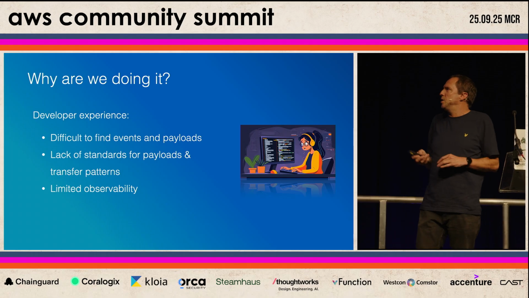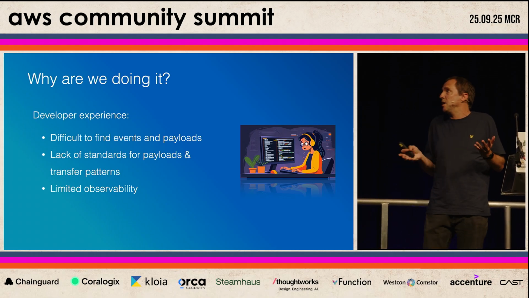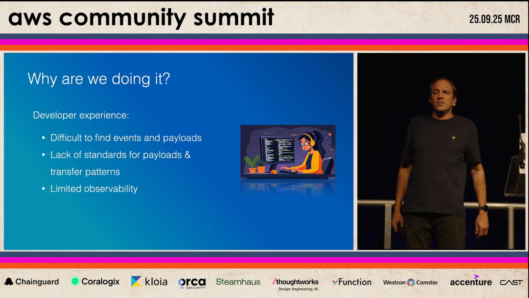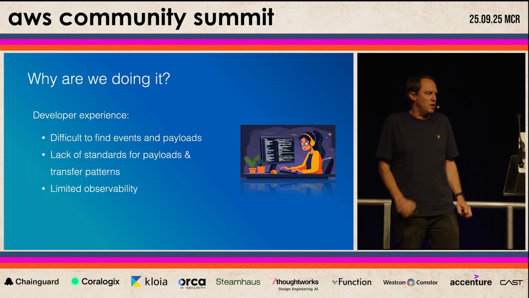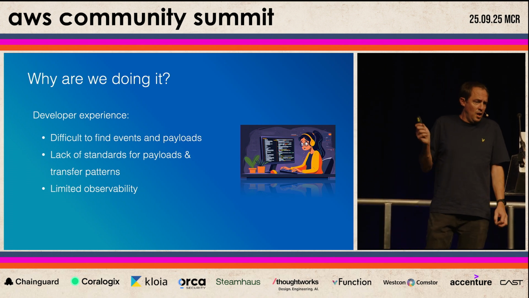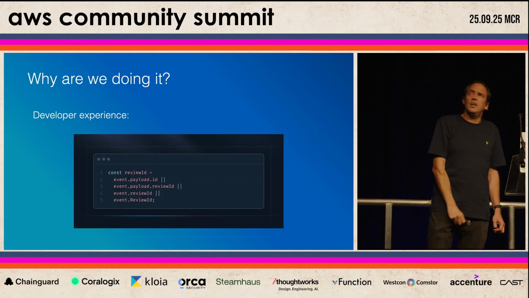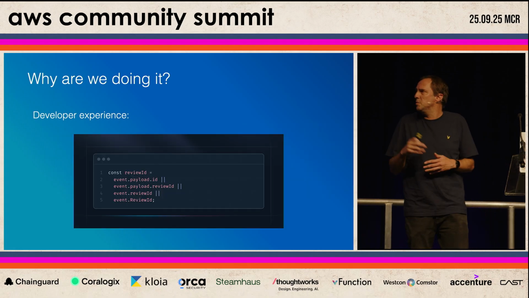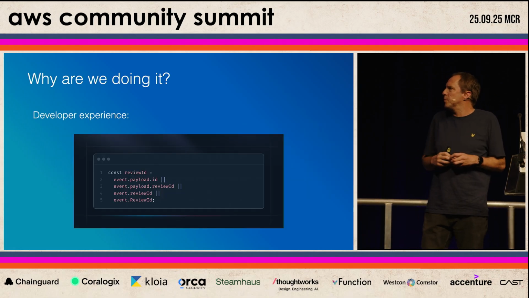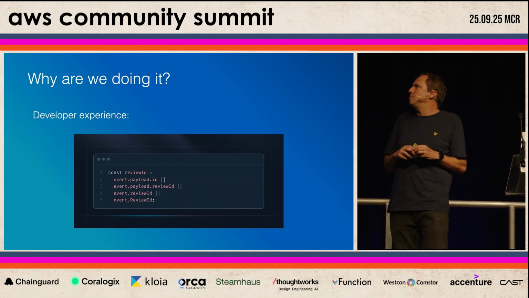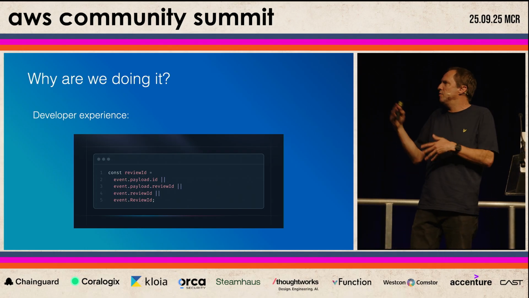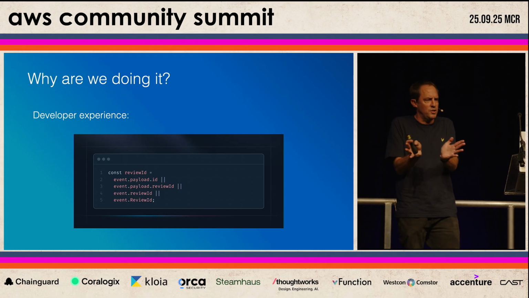But we do have some difficult to find events, payloads, standards are very loose, transfer patterns, and we have limited observability. As an example, if we had a consumer that was consuming more than one event, this wouldn't be dissimilar to something we'd see. It's only getting the review ID, but it's getting it from various different places because various different events are put in a different place.